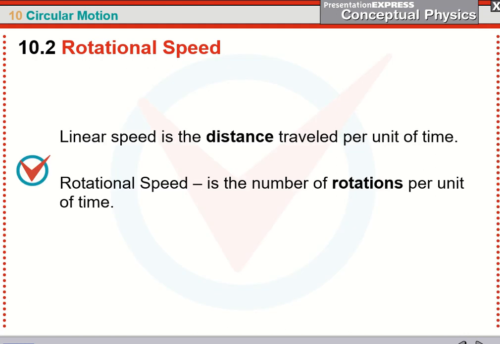So let's define them. Linear speed is the distance traveled per unit of time. So it's like meters per second, centimeters per second, miles per hour. Rotational speed, however, is the number of rotations per unit of time. So like 1 revolution per second or 5 revolutions per second.